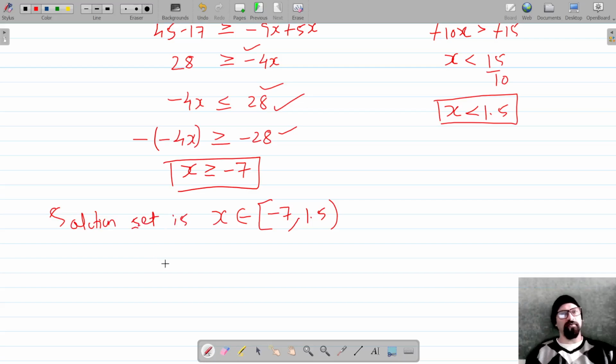So the solution set is x belongs to the values between negative 7 and 1.5. So this is a closed and this is an open interval. Now let's represent this on the number line.